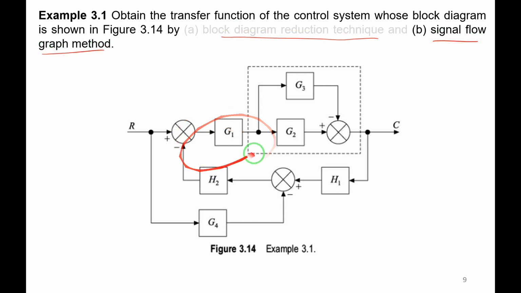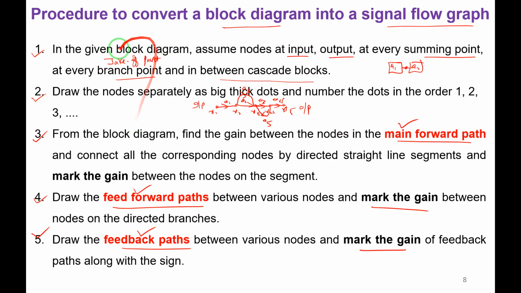So this is the block diagram given. First we should convert this block diagram to a signal flow graph. So we'll see the conversion steps. Observe carefully. If you have any doubts, please unmute yourself and talk to me so that I can clarify your doubts immediately. Just observe here. We will follow these steps to convert the block diagram to a signal flow graph.